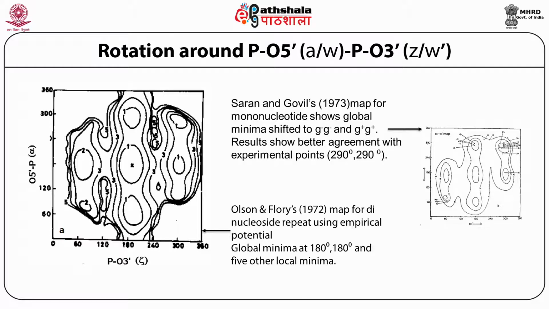For example, in Olson and Flory's map, they used an empirical potential and used a dinucleoside monophosphate model. Whereas in Sasisekharan and Govil's map in 1963, they used mononucleoside and also an empirical potential. And the energy minimum you find, which was at 180, 180 in the case of Flory's map, shifted to G minus G minus or G plus G plus, where G minus G minus is in agreement with the experimental points, 290 degrees to 90 degrees.